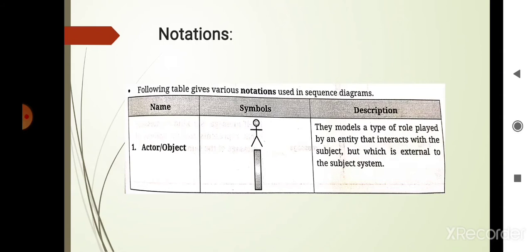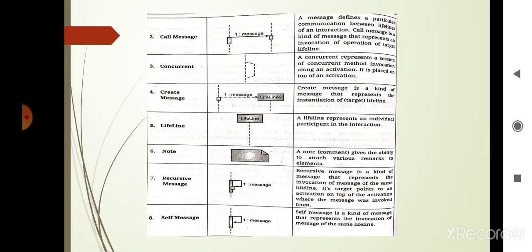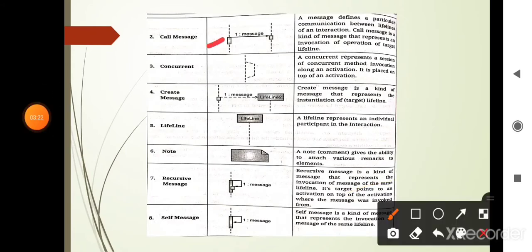Then the notations for the sequence diagrams. First is the actor or object. This is the symbol for actor or object, and they model a type of role played by an entity that interacts with the subject but which is external to the subject system. Then call message. This is the symbol for call message. A message defines a particular communication between lifelines of an interaction, and a call message is a kind of message that represents an invocation of the operation to the targeted lifeline.